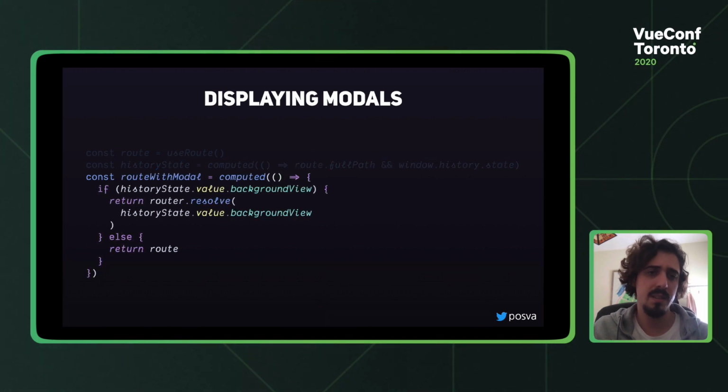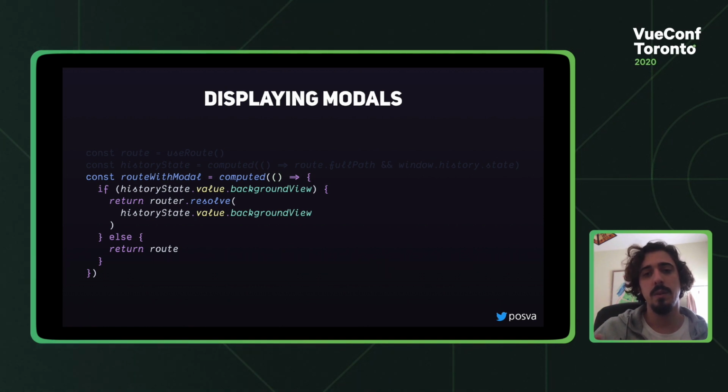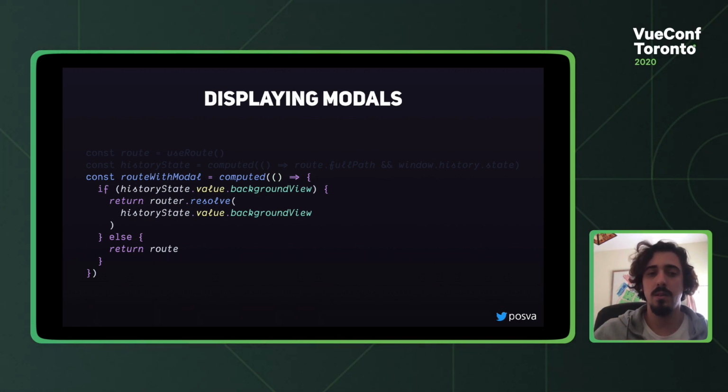And then what we have is this routeWithModal computed property. We're going to check that history state that we just built, and it's going to check a property called backgroundView. And if there is one, we're going to call the resolve function of the router to get a normalized route location that we can pass to the router view, so we can display something else that is not connected to the actual URL. If there is no such value in the history state, we just return the current route, so we have the default behavior.